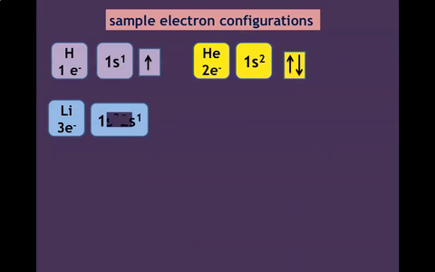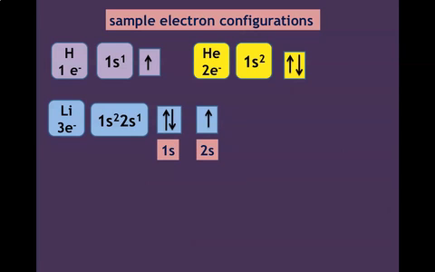Lithium is number 3. Now we have gotten to the end of the 1s orbital, so now it's going to overflow into the 2s orbital. You notice the exponents have to add up to the total number of electrons. 1s2, 2s1. My exponents are 2 and 1, so that's my 3 electrons. If I draw my boxes, I have to put my electrons in my 1s box first, and then in my 2s box.